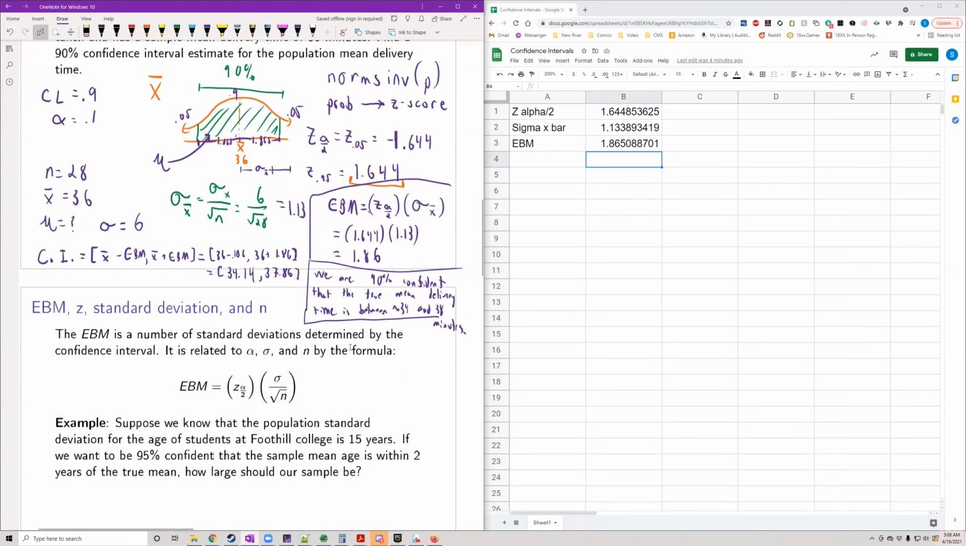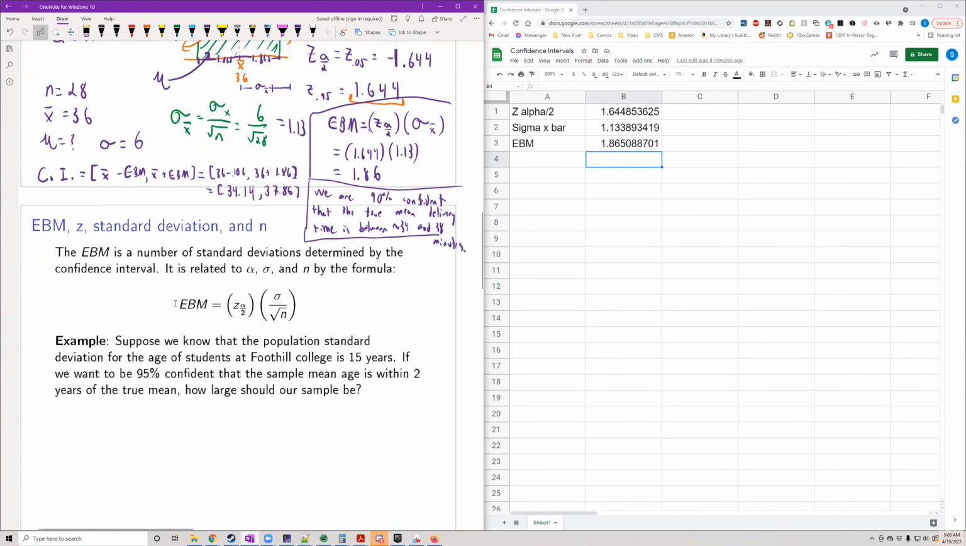Now, because of this formula, the exact same formula that we used, what we can do is determine how big our sample needs to be in order to get a certain confidence interval based on what the standard deviation is. Very often, we will know that we want a certain error bound and a certain confidence interval, and we will be asking ourselves, how big a sample do we need for this?